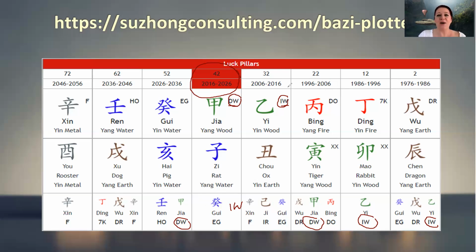All right, so I hope you've learned something. I hope this helped also with your own strategy on how you need to behave and what kind of actions you need to take in the luck pillar you're currently in.